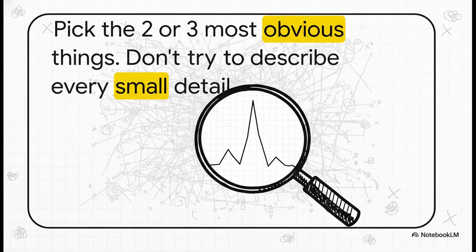Now for the main part, step 2. And listen, this is the most important secret to remember. You are not supposed to describe everything you see. That's impossible. Your only job is to find 2, maybe 3, of the most obvious things on the image. You don't have to be an expert. You just have to be a good observer.